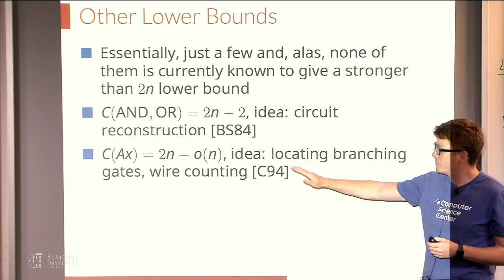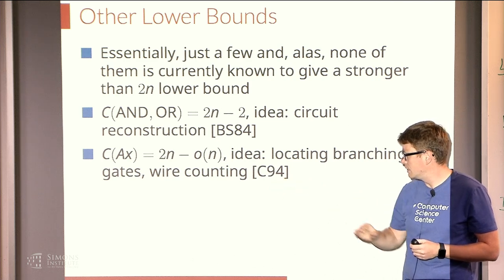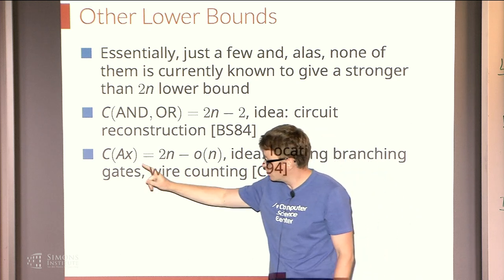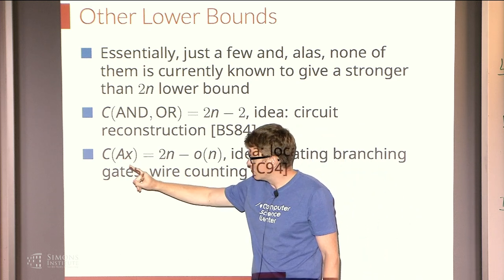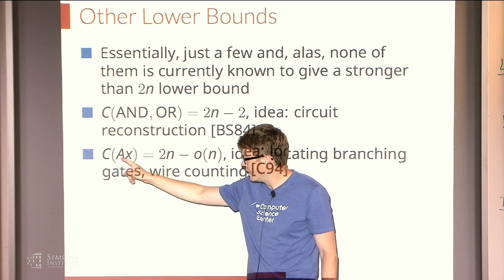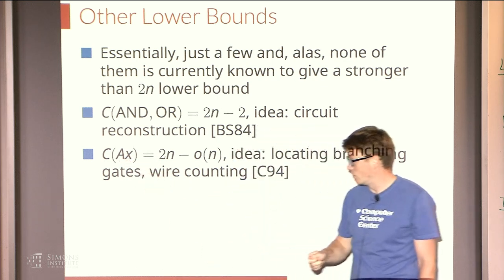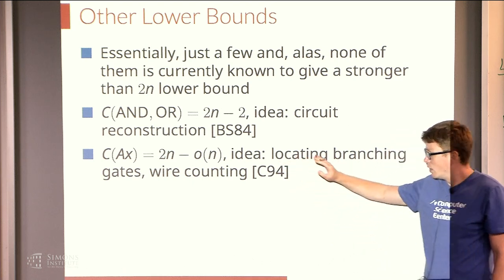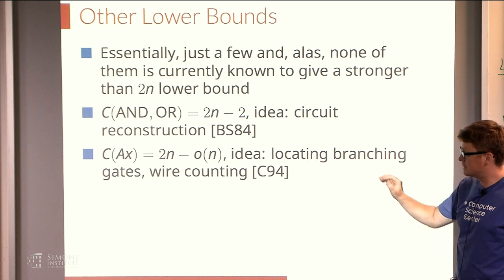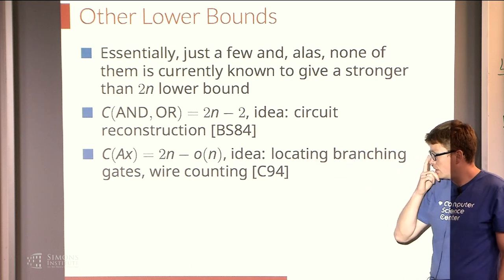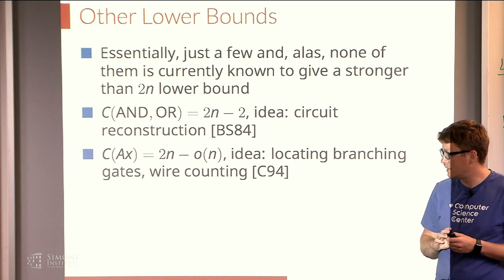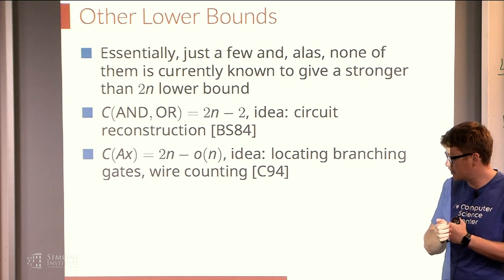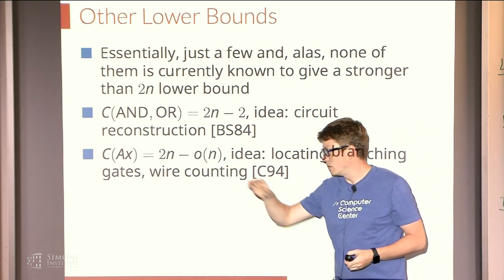Another proof was given by Chashkin in '94. Here the function considered is just a linear function. A is a matrix, so we multiply, and this is actually a parity check matrix for Hamming codes, a matrix of size log n by n. For this function, what he shows is that in any circuit which computes it, there should be at least n gates of out-degree at least two. Then, just by counting the number of wires, you get the desired lower bound.